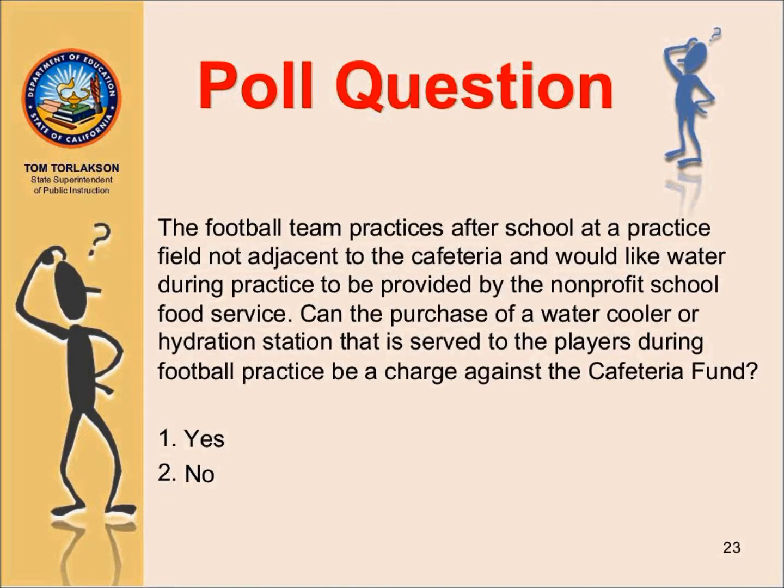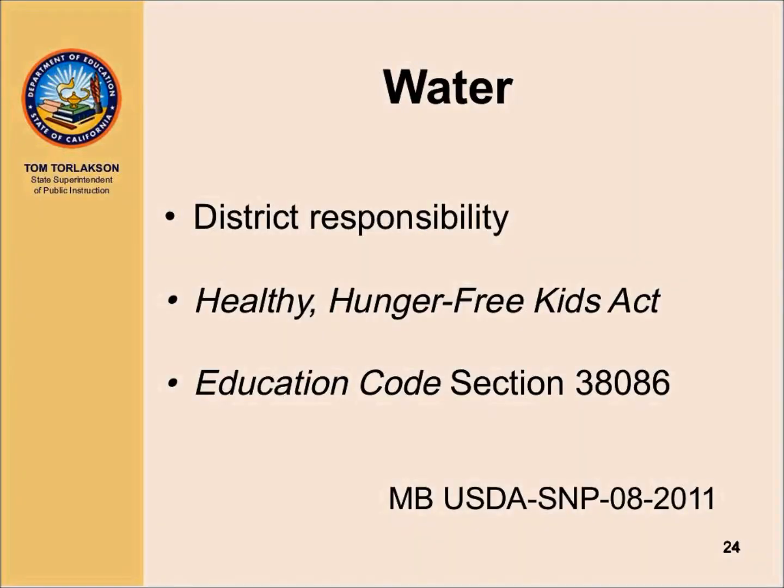This would be either the responsibility of the district or the athletic department, but it cannot be charged to the cafeteria fund. The California Education Code Section 3806 requires that a school district shall provide access to free, fresh drinking water during meal times in the food service areas of the school under its jurisdiction, including but not necessarily limited to areas where reimbursable meals under the National School Lunch Program or the federal School Breakfast Program are served or consumed. In December 2010, Congress enacted the Healthy, Hunger-Free Kids Act.